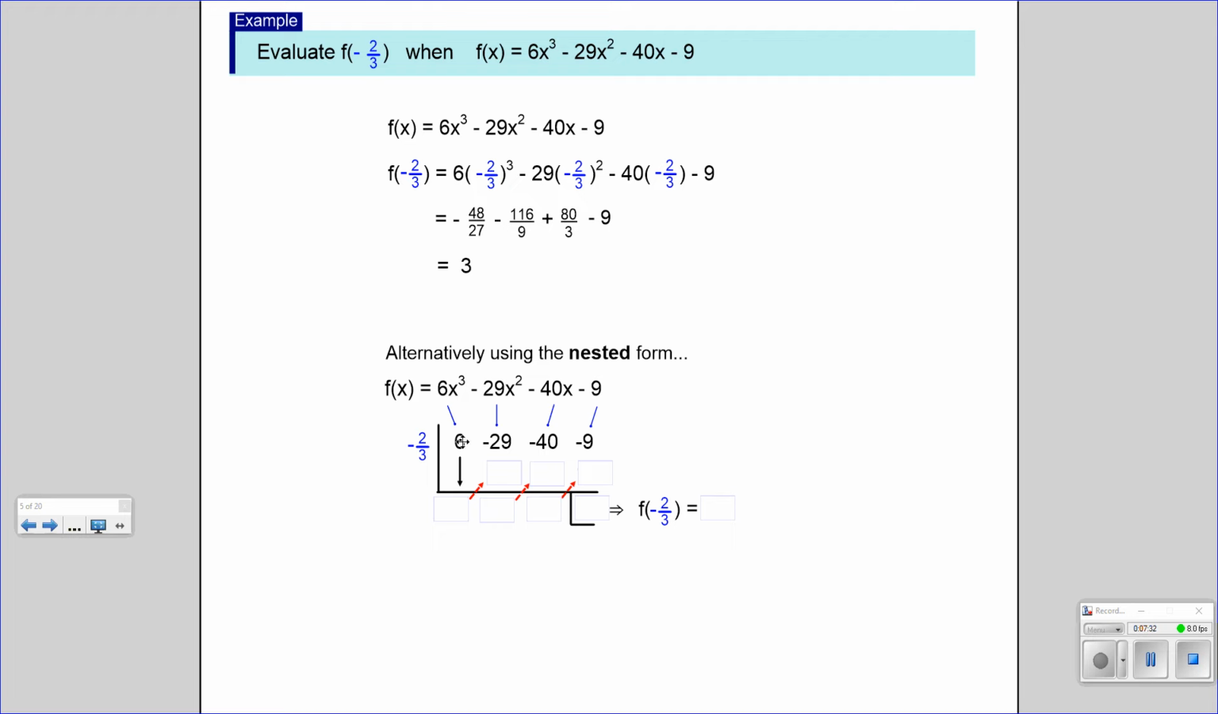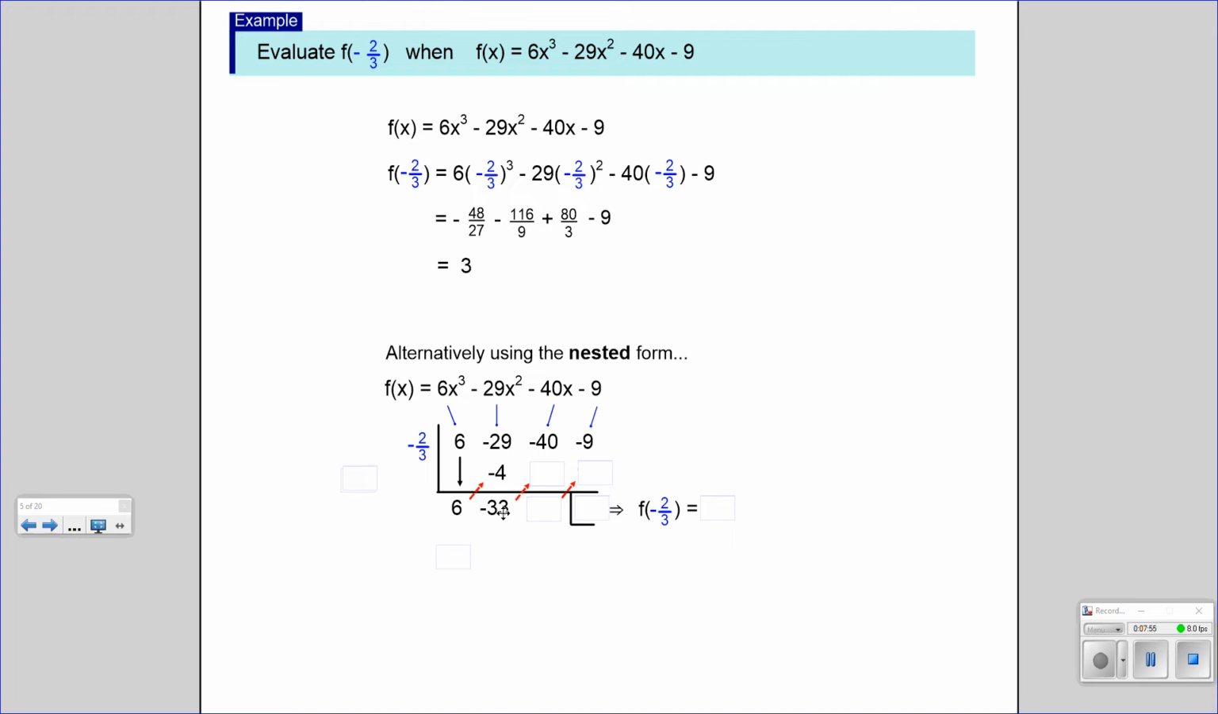We'll start off by bringing the 6 down, that's our starting point. We multiply minus 2/3 times 6. So that's actually a fairly straightforward calculation. 1/3 of 6 is 2. Multiply it by minus 2 gives us minus 4. Add these numbers up. Minus 29 minus 4 gives us minus 33.